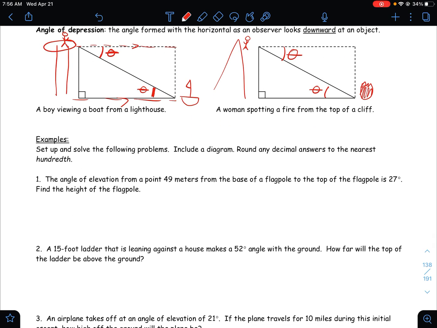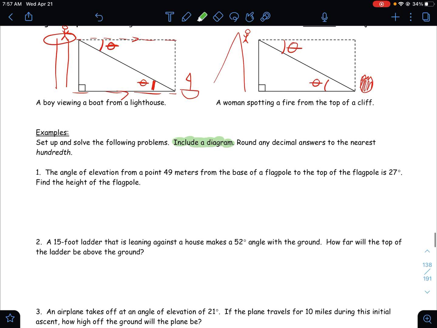All right. Now, it says, set up and solve the following problems. Include a diagram. This I am going to emphasize so much. As you can see, I am not good at drawing. However, when you do these problems, you have to draw pictures. It's not optional. I want you to actually draw. If they say a person's looking down, draw a person. If they say there's a tree, draw a tree. If there's a boat, draw a boat. It really helps with trying to visualize what they're trying to describe.